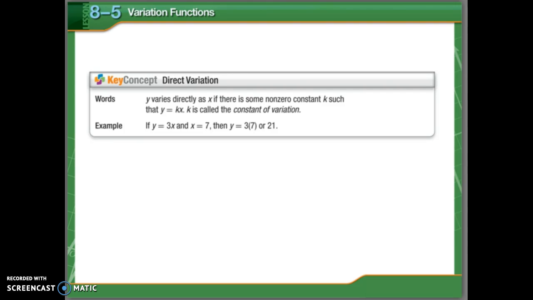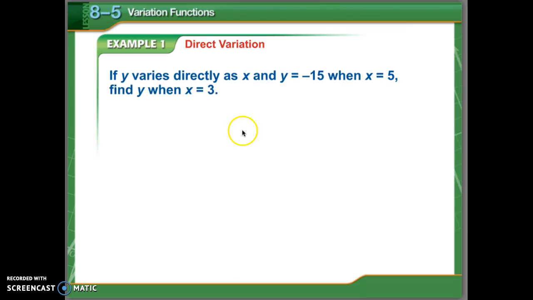So hopefully you can remember, even if it's vaguely, that direct variation, the formula for that is y equals kx. Basically the concept here is if one thing goes up, the other thing also goes up. So let's look at an example with direct variation.